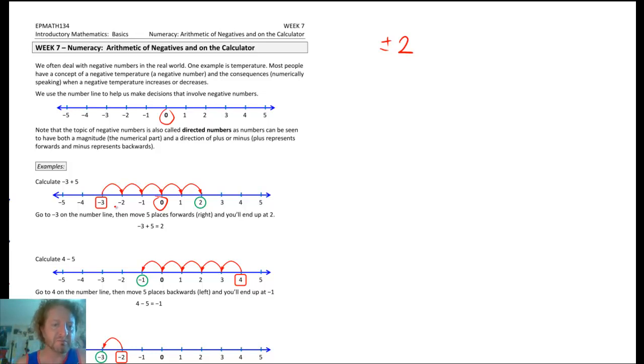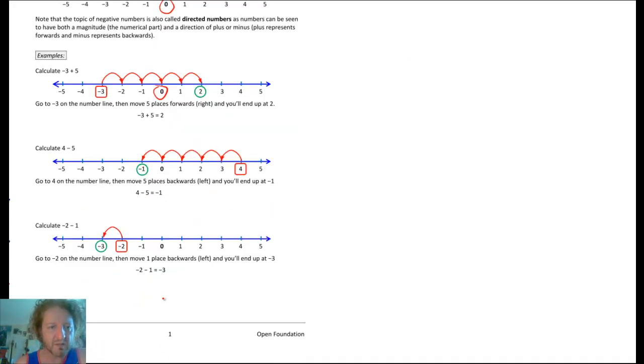Look at 4 minus 5. In the picture we're saying I started at 4, in other words I'd already gone 4 forwards. If I take 5 off, well, I end up at -1. So 4 minus 5 is -1. The next one here, -2 minus 1.